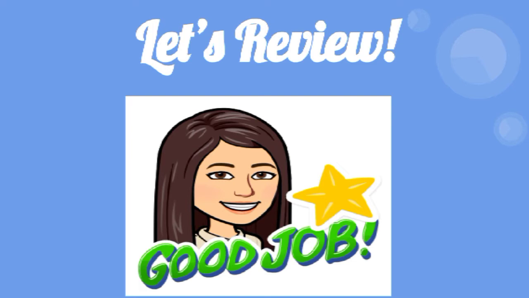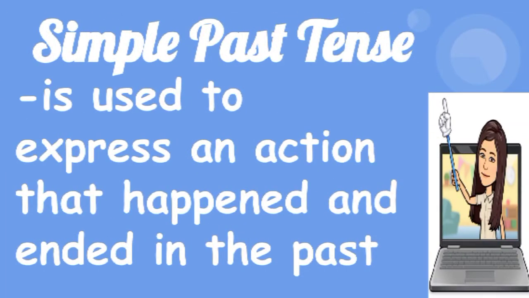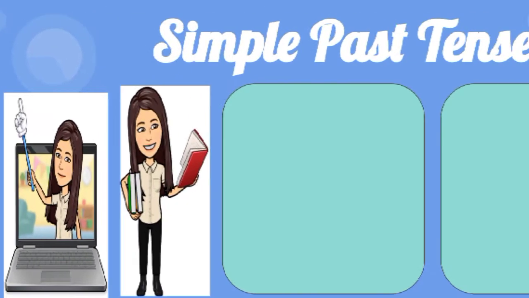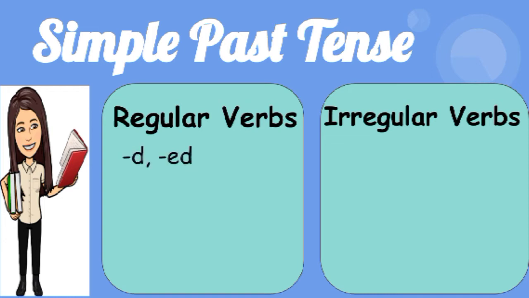So it is very important that we know when to use simple past tense. Simple past tense is used to express an action that happened and ended in the past. We have here the regular verbs and irregular verbs. For regular verbs, past tense verbs end with d or ed.